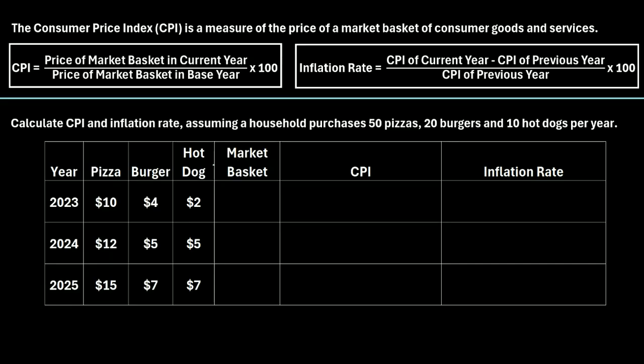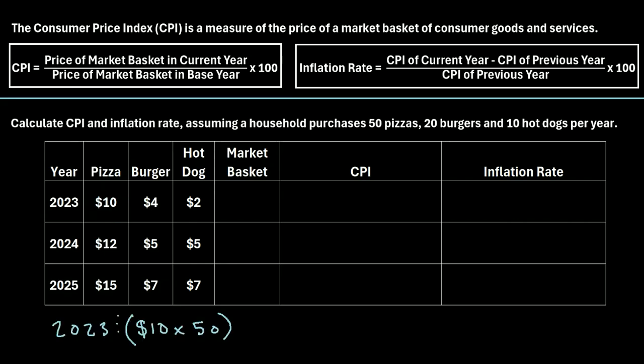So the first step before we calculate CPI and inflation rate is we have to calculate the value of the market basket for these 3 goods. So the way that we do that is very simple. We simply take the quantity, so for example 50 pizzas, and we multiply it by the price of the pizza, which is $10. So let's write that down here.